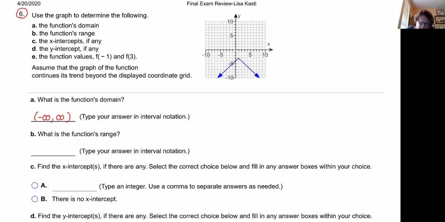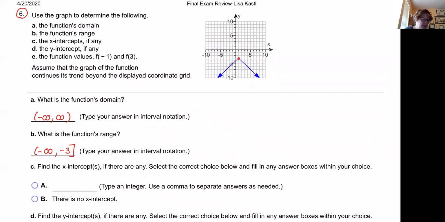And we need to use a bracket. I know there's always been some confusion about that. But we need to use a bracket on that -3 because that point is on the graph. So that point, 1, -3, is on the graph of this function. So we use a bracket to denote that that point is included in the range of this function.